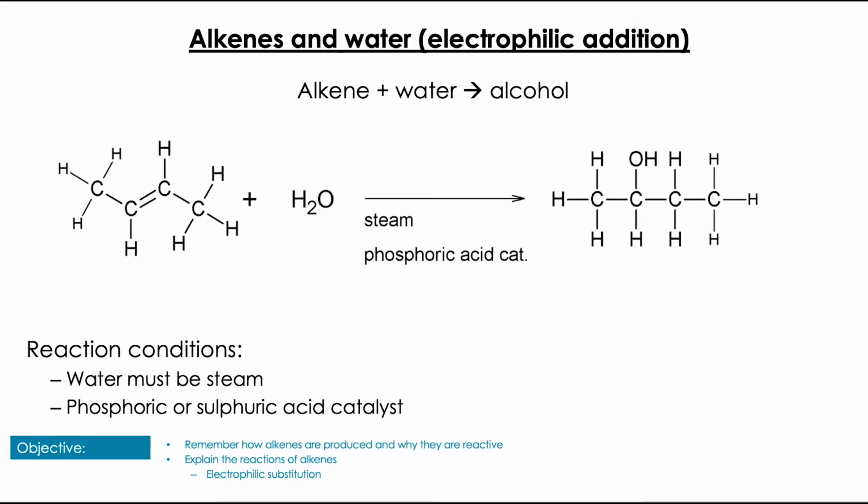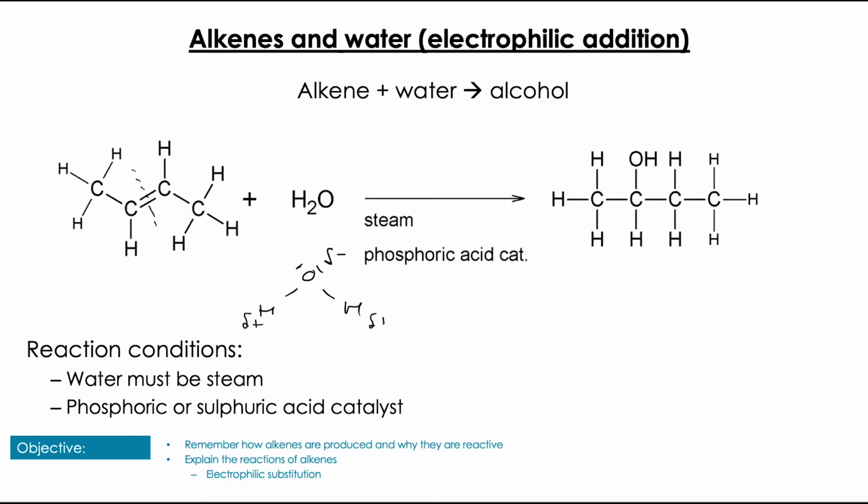However, for this one, which is the reaction of an alkene and water, you do have to remember the conditions. The water must be steam, so in gaseous form, and we must use a phosphoric or sulfuric acid catalyst. So in this situation, we have the delta positive hydrogens on the water and the delta negative oxygen, and one of the hydrogens will be attacked by the electrophile of the double bond, just as we've mentioned before, which will split the water and leave a negative OH group to attack the intermediate carbocation.